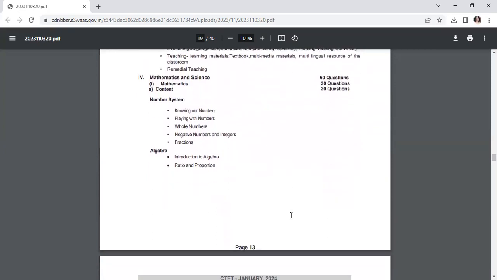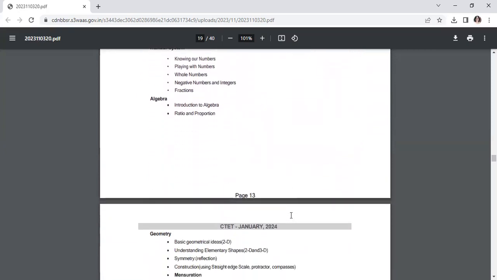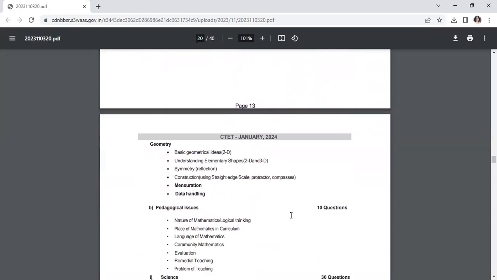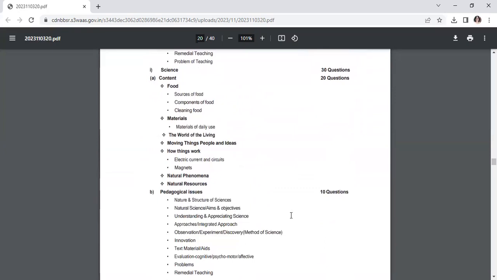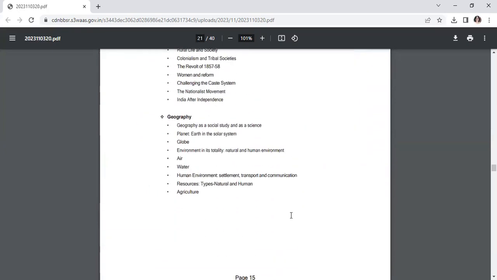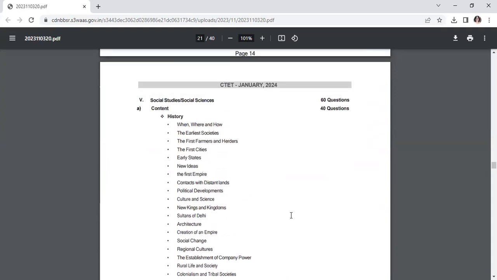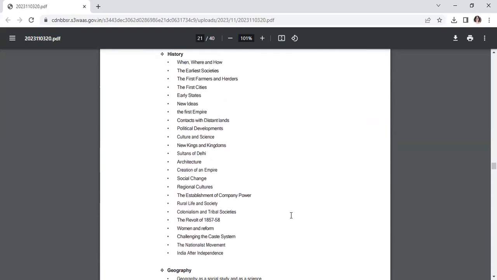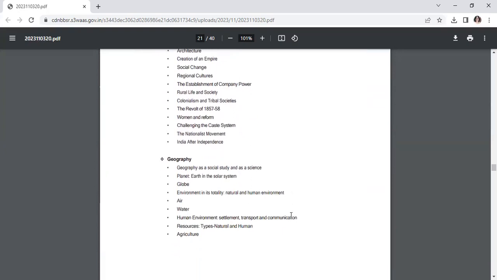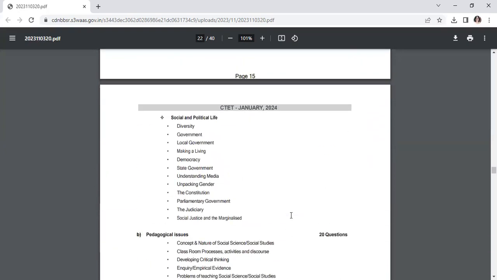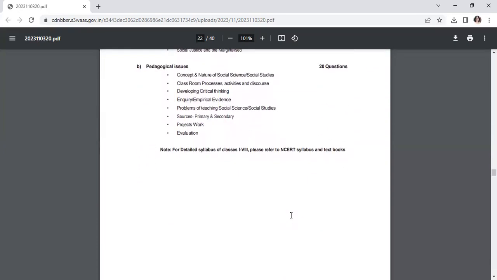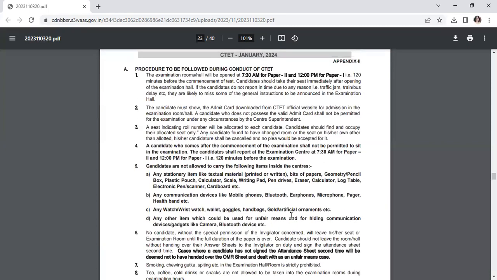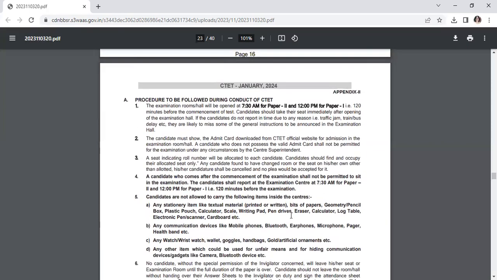Mathematics and science, the syllabus is given. Go through this. Geometry, then pedagogical issues are also given in mathematics. Science, content is given. Okay, then pedagogical issues are also there in science. Next is social studies: all the history is given. Then geography is also there in that. Then social and political life, pedagogical issues are also given. See, teachers, in each and every subject, pedagogical issues are there. So do a detailed study of pedagogy.